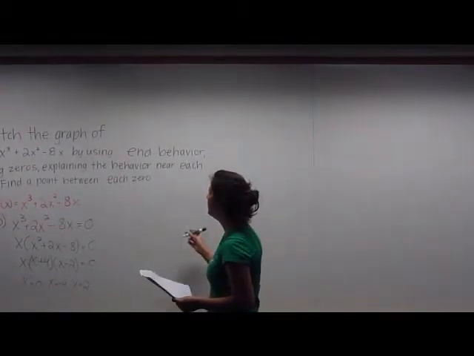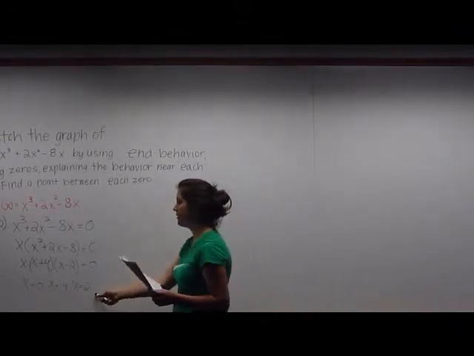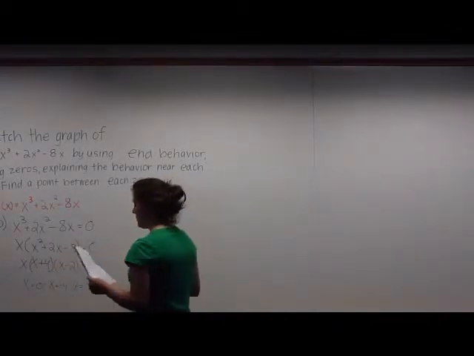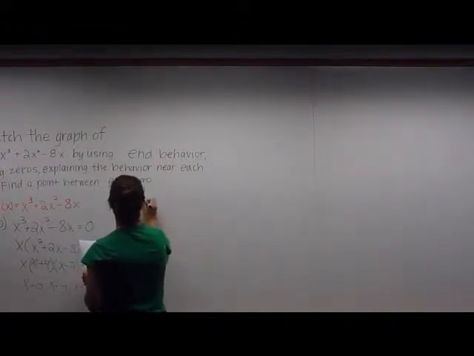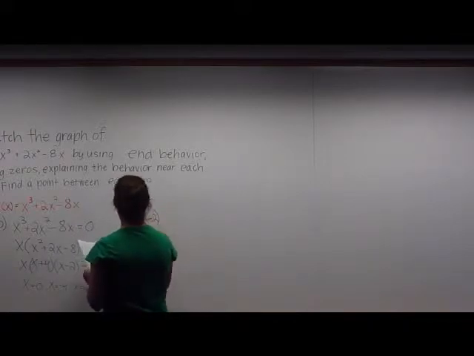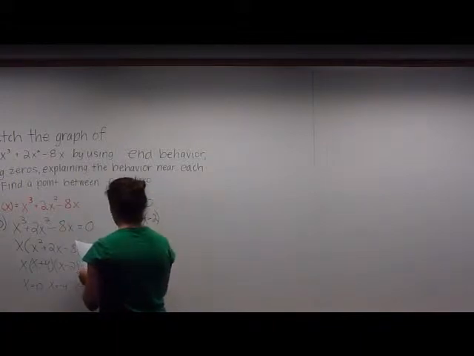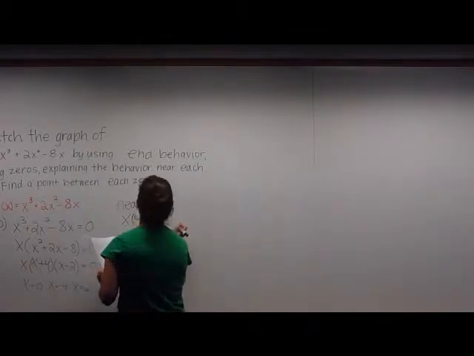Okay, next we're going to find the behavior near each zero. To do this, you plug in the zeros into the factored form where the term will not equal 0. So near 0, you would plug in the 0. You can multiply 4 times negative 2, negative 8x. And negative 8x acts linear.